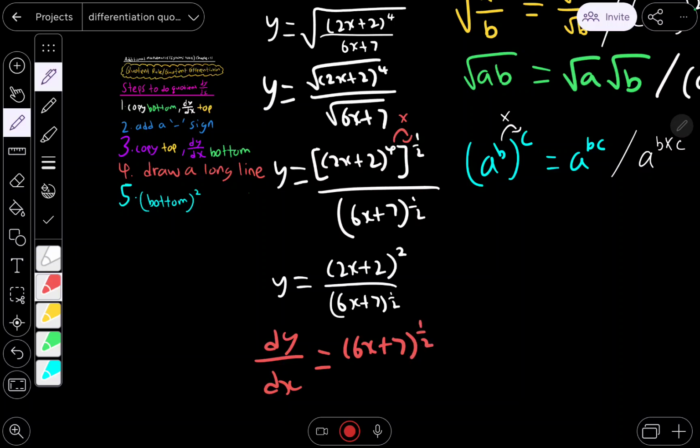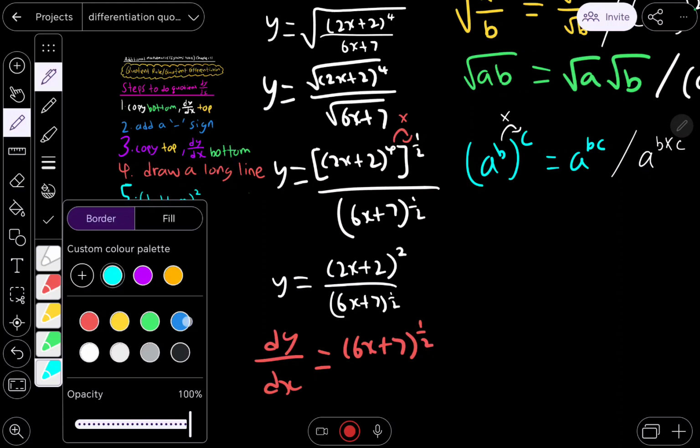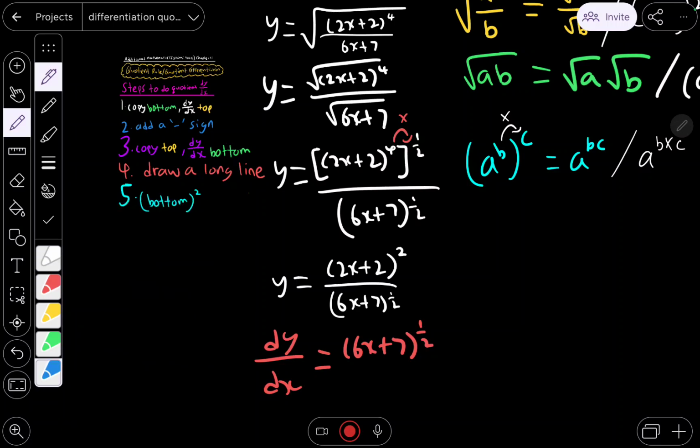Now I will differentiate my top. So when I differentiate my top, what kind of differentiation is this? This is a chain differentiation. Okay, so we will do chain differentiation. Power number bring down, power number minus 1, and we differentiate the inside bracket. So power number bring down, it will be a 2 bracket 2x plus 2.